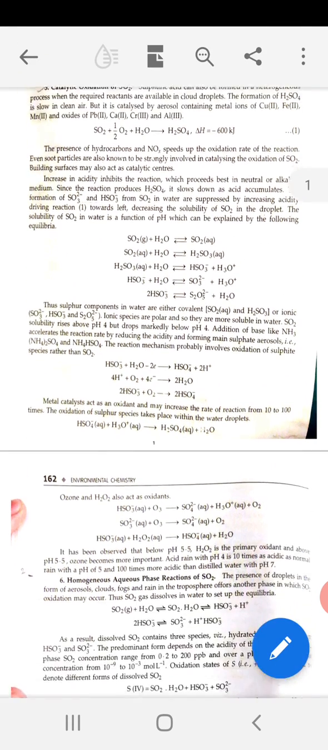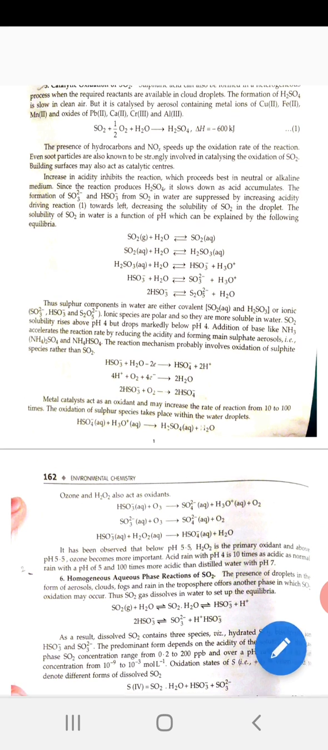Increase in acidity inhibits the reaction, which proceeds best in neutral or alkaline medium. Since the reaction produces sulfuric acid, it slows down as acid accumulates. The formation of SO3 2- and HSO3- from sulfur dioxide in water is suppressed by increasing acidity, driving reaction 1 towards the left, that is, SO2 combined with half an oxygen molecule and water to form sulfuric acid and heat, decreasing the solubility of sulfur dioxide in the droplets.